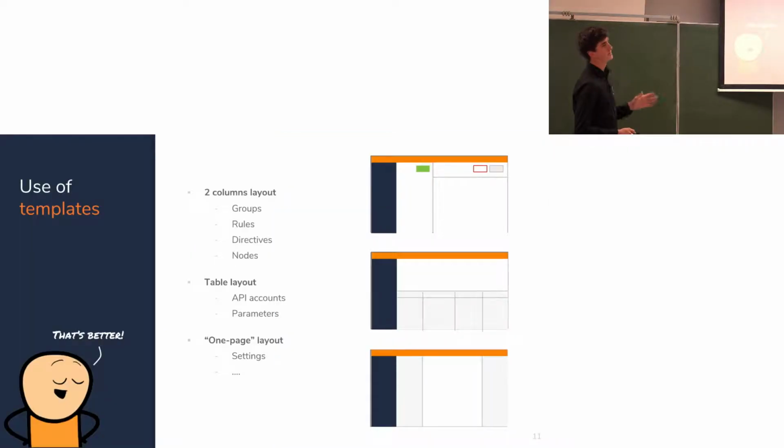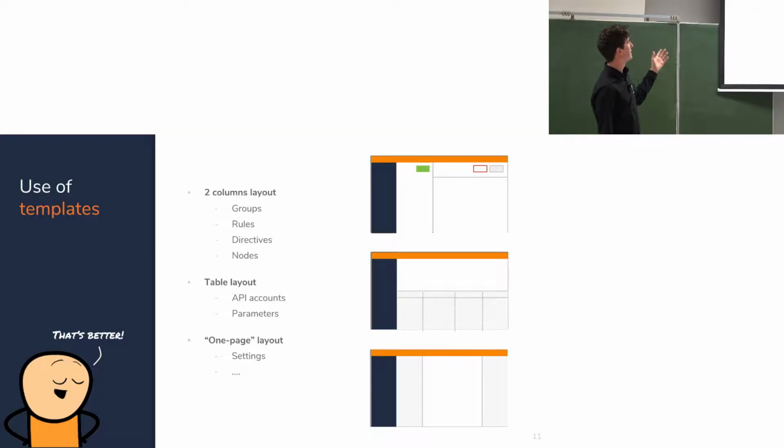So to avoid that, we are considering the use of templates. We could have a first 2-column layout for pages like groups, rules, directives, and nodes. This is approximately what we use today in Rudder, but as we just saw, we are not doing it correctly because buttons are never located at the same place. With this template, the create button, for example, will always be located at the top left corner of the interface, and other buttons at the top right.